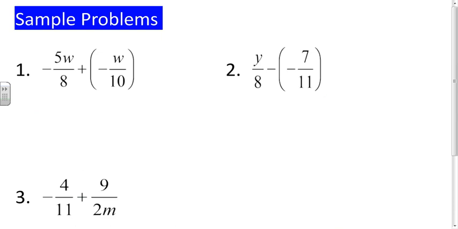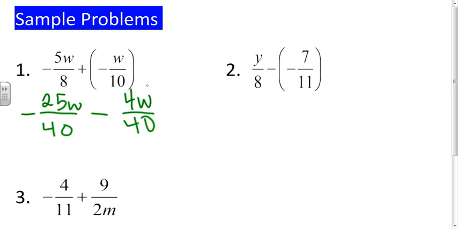All right, here are some for you to practice on your own. In the first one, I want to find the least common multiple of 8 and 10. And the least common multiple is going to be 40. Okay, so 8 times 5 is 40. So 5w times 5 is 25w. Remember, this is a negative fraction here. Then I was adding a negative fraction, so I just rewrote it as subtraction. 10 times 4 is 40, so w times 4 is 4w. I want to simplify this. Negative 25w minus 4w, that's equal to negative 29w over 40. And that's my answer.